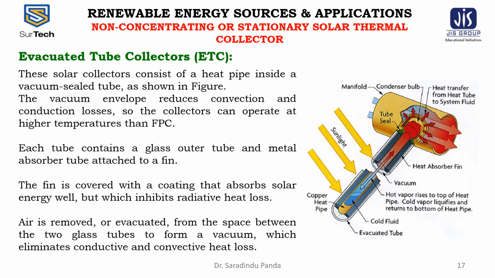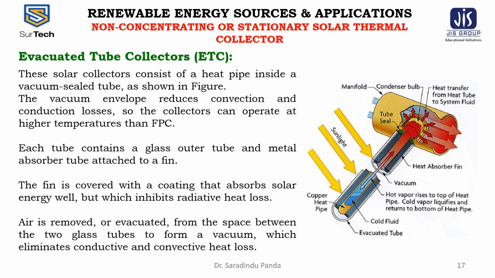Each tube contains a glass outer tube and a metal absorber tube attached to a fin. Like the FPC, they collect both the direct and the diffuse radiation. However, their efficiency is higher at low incidence angles. This effect tends to give the ETC an advantage over the FPC in day-long performance. Evacuated tube collectors are efficient at high temperatures.